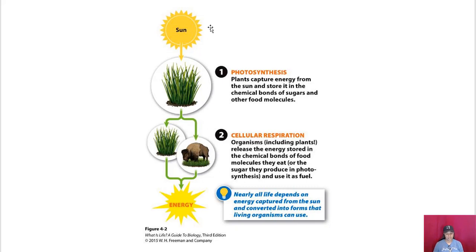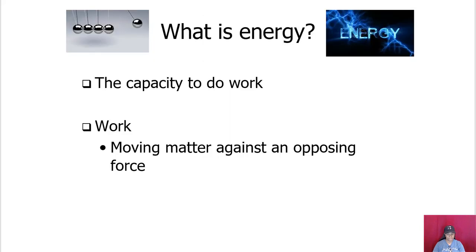That energy that started with the sun ends up being accessible to us when we eat the plants, because the plants converted the energy into sugar and we eat those plants. So nearly all life depends on energy captured from the sun and converted into forms that living organisms can use. So what is energy? Energy is the capacity to do work. So what's work? Work is moving matter against an opposing force.